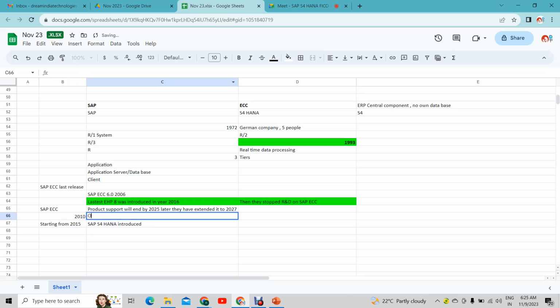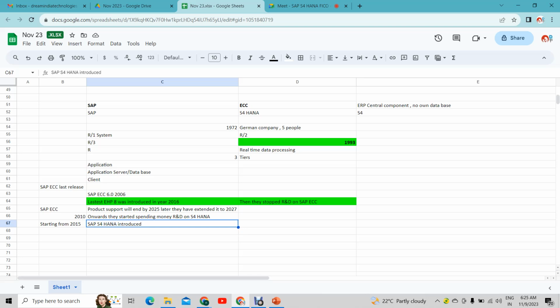When did they start research and development? 2010 onwards, they started spending money on R&D on S4 HANA. After 5 years, they were ready with the product. They named it SAP S4 HANA and they introduced it.